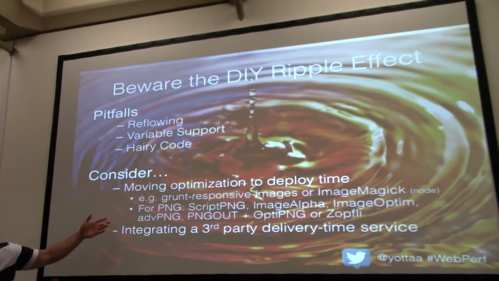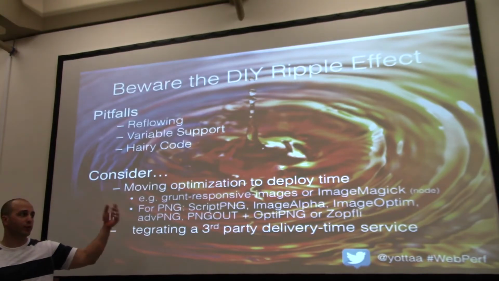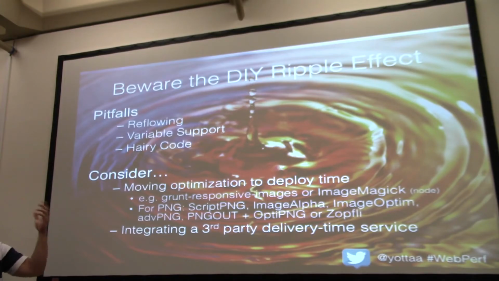But there are optimizations at deploy time. I mentioned a couple of them here. Grunt responsive images, for example, ImageMagick when you're using Node or Express. For PNGs, there's a number of them that I listed here: Script PNG, ImageAlpha, ImageOptim. Google actually has some pretty good videos and tools to explain how you can compress images, how you can understand the quality of the image, and when you've gotten to a point where you're actually losing quality, maybe you can't see it, but they can help you with some of that guidance.